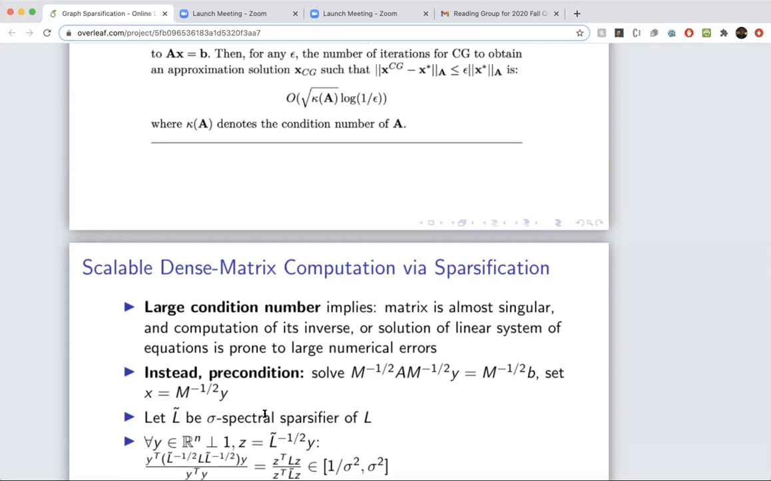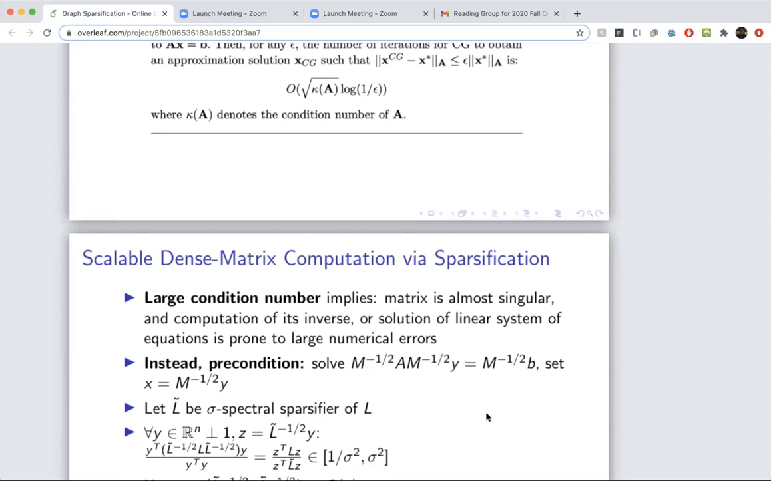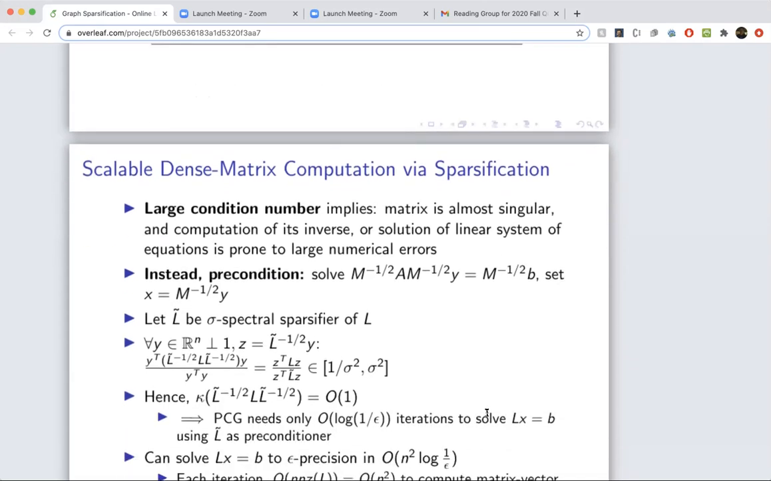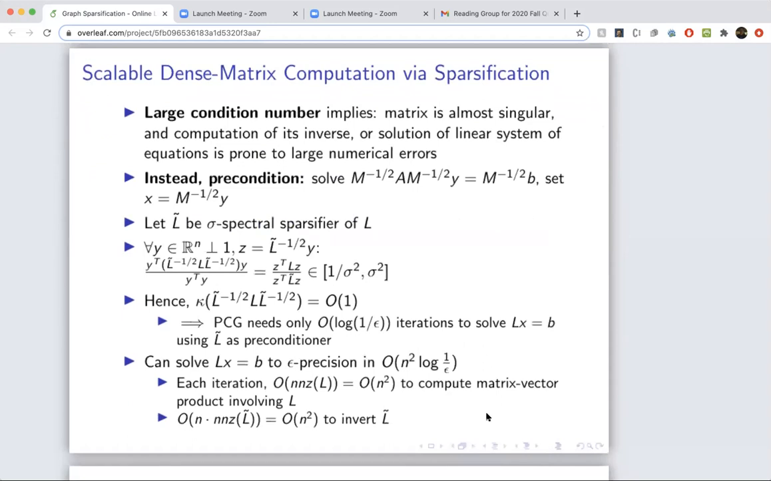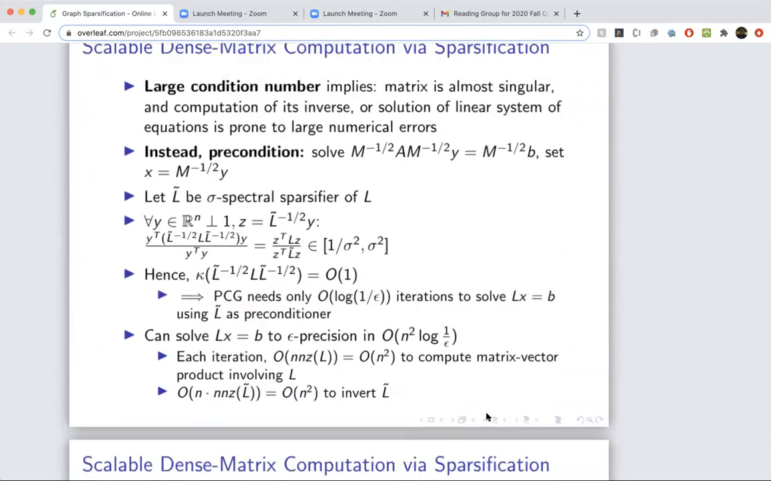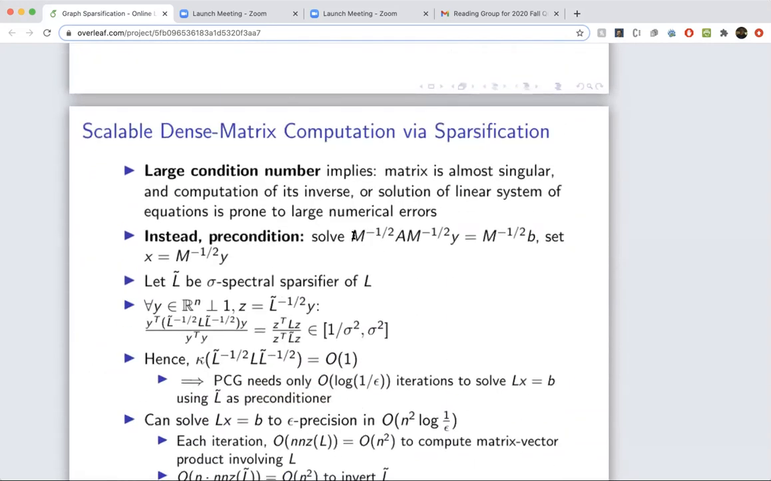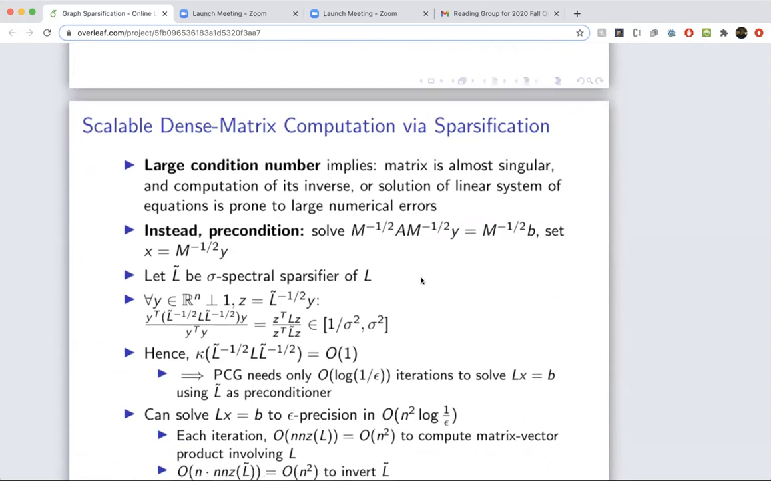So if we can find Y, then we know that X is just equal to M to the negative 1/2 times Y. That's just this term here. And then both sides are going to be equivalent, giving us a solution to the original linear system. And what you'll notice is that it doesn't seem like there's much going on here. It doesn't seem like this is actually helpful, because it seems to involve more matrix multiplications.